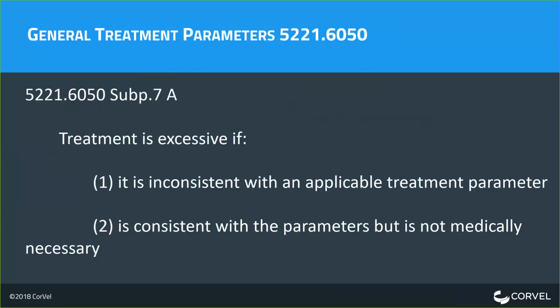In subpart 7A, again in the general treatment parameters, this is very important. Treatment is excessive if it's inconsistent with an applicable treatment parameter, or it is consistent with the parameters but is not medically necessary. So you may have a parameter that says for the low back, a person is allowed to have adjustments at a maximum duration of 12 weeks, but just because the parameter says that doesn't mean that it's medically necessary. So it still has to be medically necessary.